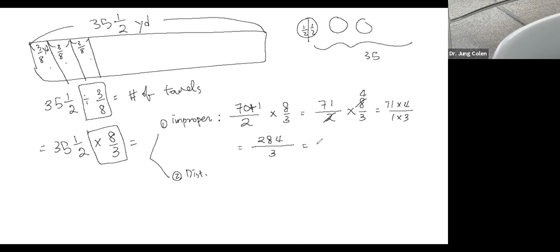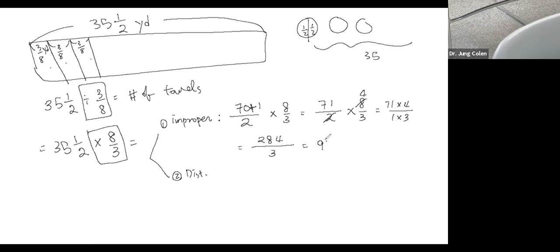How can we change this to a mixed number? We can divide this by 3, right? So let's do that mentally. 3 times 9 makes 27, so 3 times 90 will be 270, right? And if you subtract 270, what do we get? 14. Are you following me? Okay, so we are having 14 there.